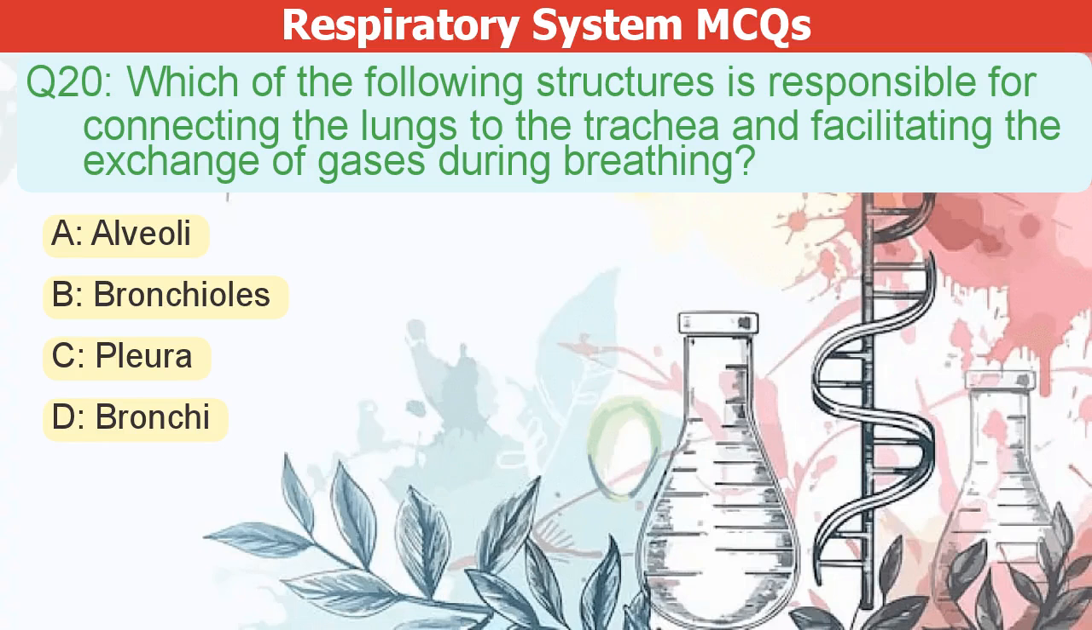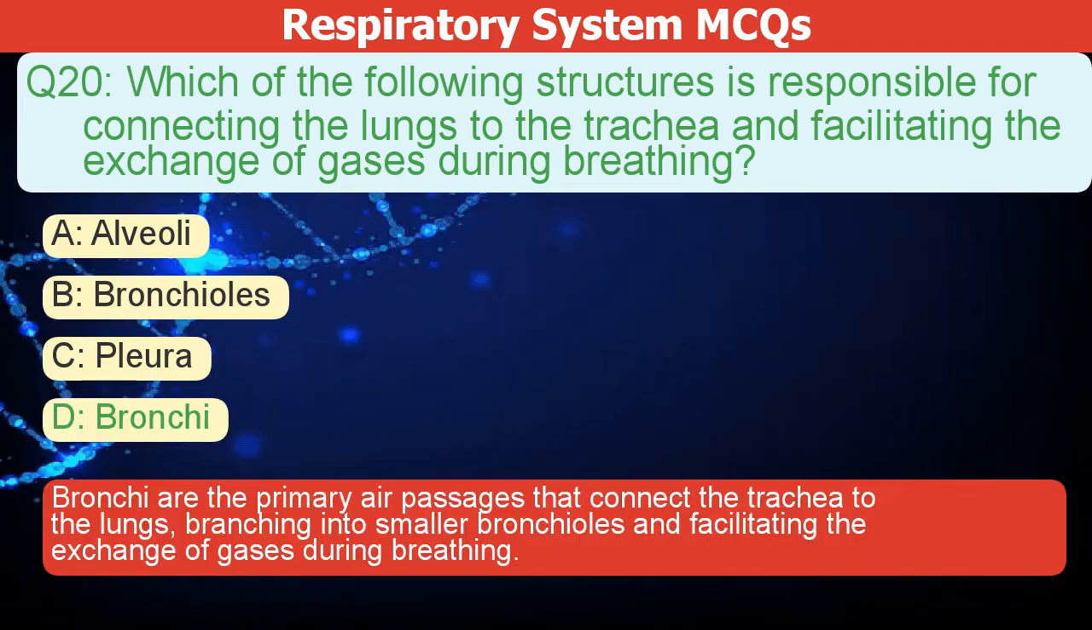Which of the following structures is responsible for connecting the lungs to the trachea and facilitating the exchange of gases during breathing? A. Alveoli. B. Bronchioles. C. Pleura. D. Bronchi. The correct answer is D. Bronchi are the primary air passages that connect the trachea to the lungs, branching into smaller bronchioles and facilitating the exchange of gases during breathing.